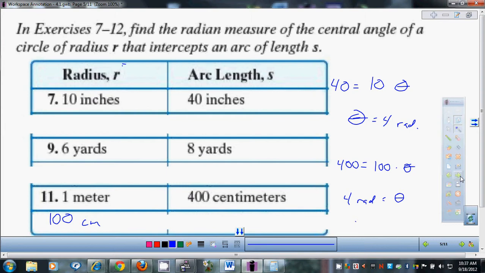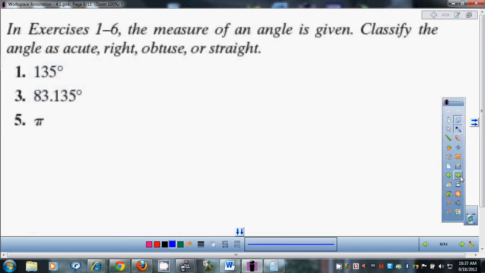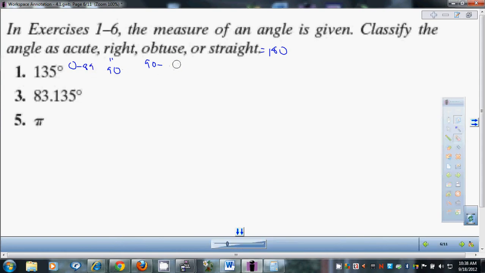Okay, last slide. Real blast from the past. Acute, obtuse, straight, and right. The only thing that's going to be different about this today, well, let's just start with this. Number 1, obtuse, acute, right, or straight? Good. Obtuse is between 90 and 180. Straight equals 180. Right equals 90. And acute is from 0 to 89. I guess I should have written this 179 and 91.